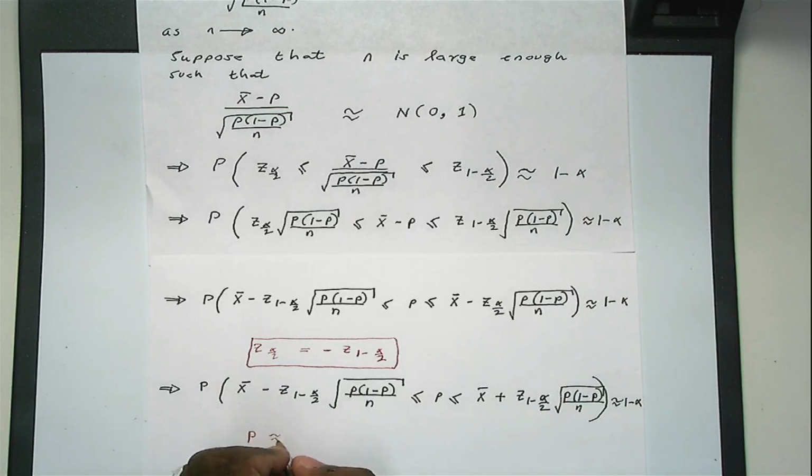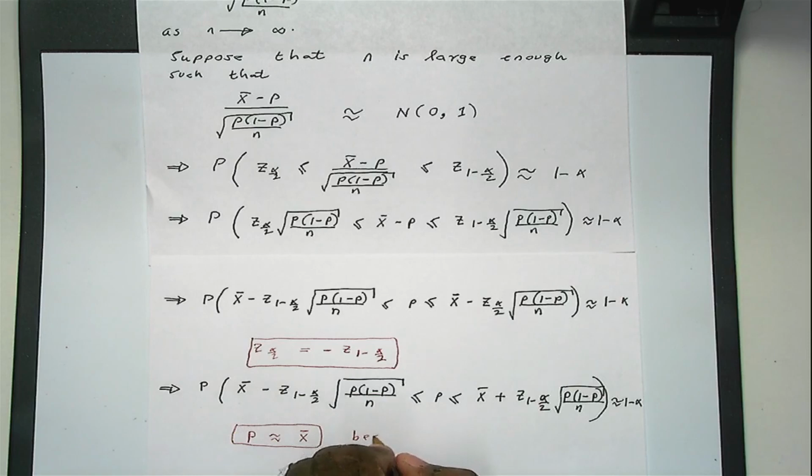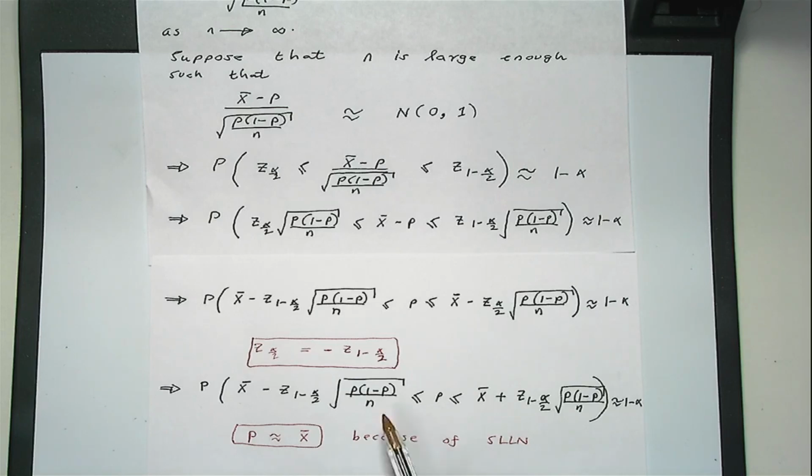X bar is the sample proportion. This you can do because of the strong law of large numbers. Remember, the strong law of large numbers says that the population mean, p being the population mean for the Bernoulli random variable, approaches the sample mean as n goes to infinity. So that's what I'm using here. This is the strong law, I'm sure you've done this before.